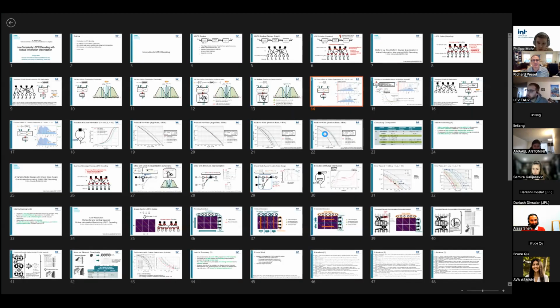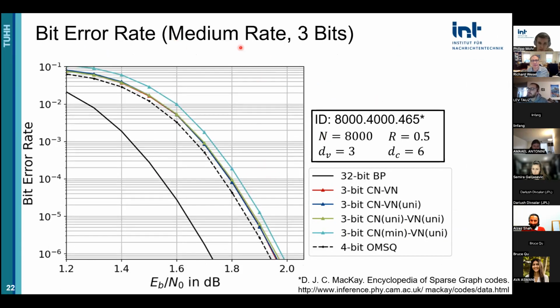Yes, I have included results on this slide here, for example, where we have the three bits, and you can see that the red line is below the lines with the uniform restrictions. So again, we see that uniform quantization also works well if we go down to 3 bits, for example. Okay. Yeah, thanks, Phillip. That answers my question. Thank you for your question.